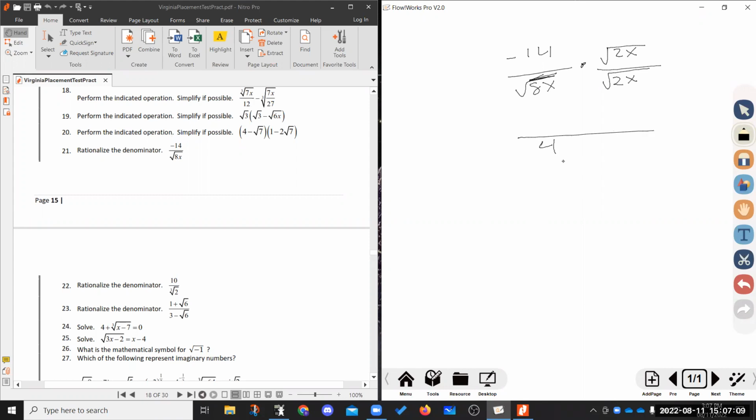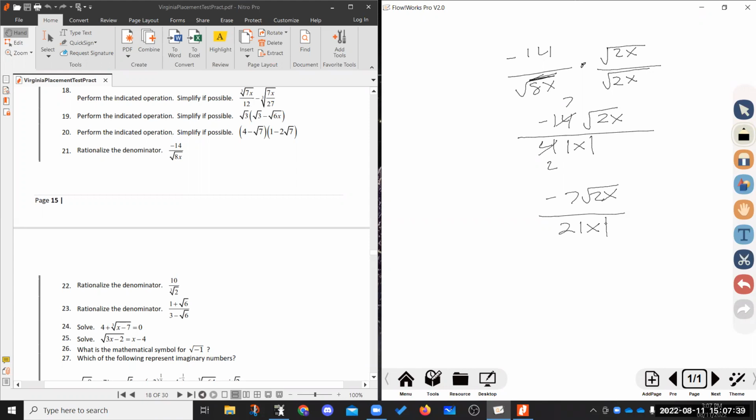So this is going to be 4, and then the square root of x squared is going to give you the absolute value of x down here. And then this is going to give me negative 14 square root of 2x. And I'm going to take out my common factor of 2 when I do that. And this is going to give me negative 7 root 2x over 2 absolute value of x.